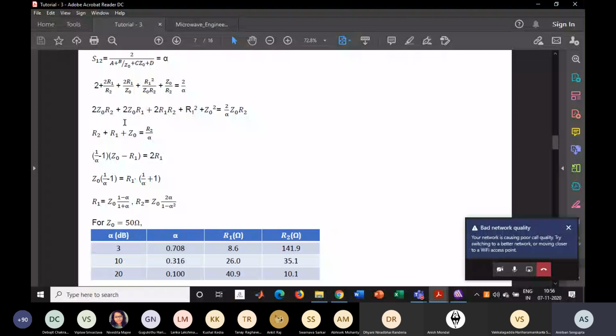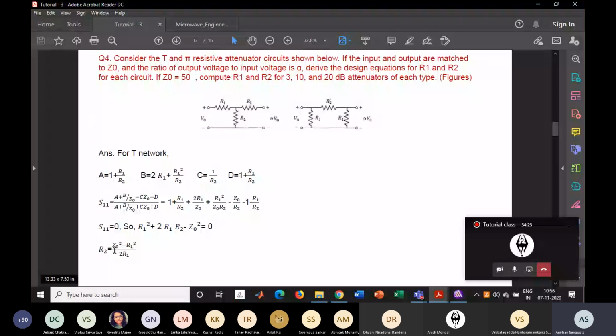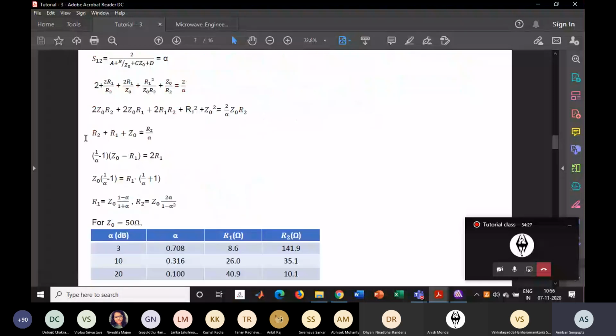because you will find that after this equation, from R1 square plus Z naught square, you can put these values there, interchanging the values, and you will find a simplified form of this R2 plus R1, like that. Now again you have to use the value of R2 to find out this equation. So you got the design equations of R1 and R2 for the T network.